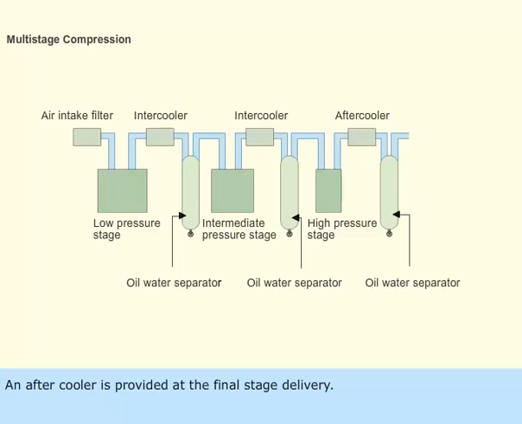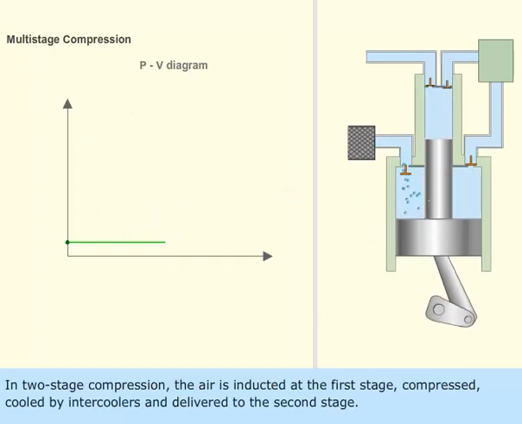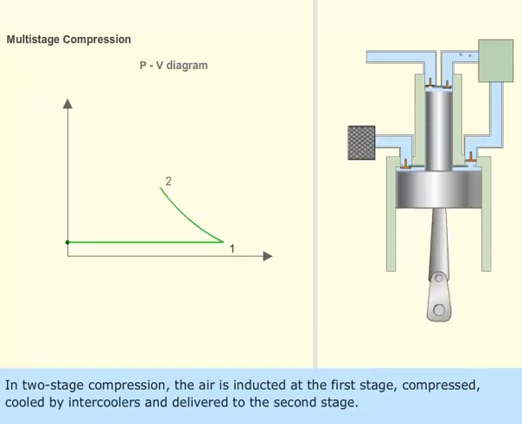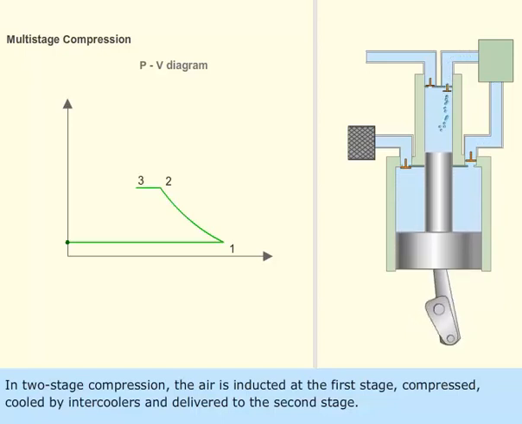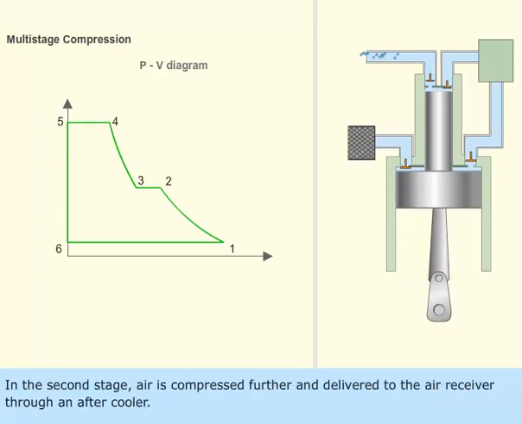In two-stage compression, the air is inducted at the first stage, compressed, cooled by intercoolers, and delivered to the second stage. In the second stage, air is compressed further and delivered to the air receiver through an aftercooler.